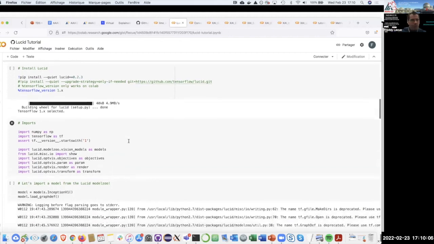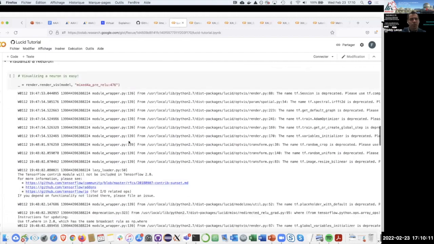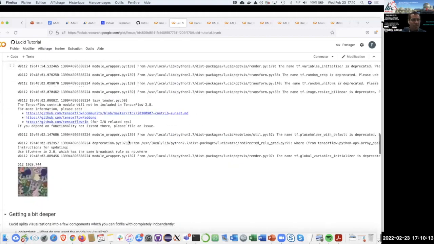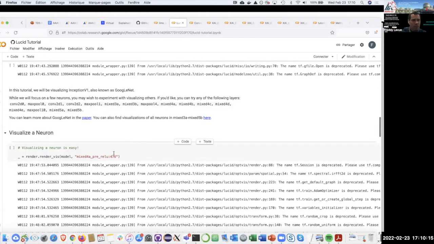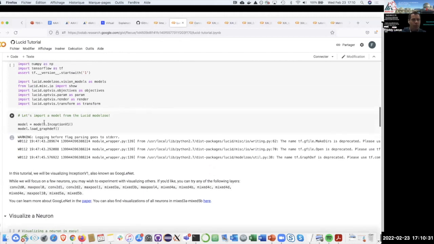So thank you, Paul, for the question. So yeah, on Lucid, it's visualization of neuron. Here we use the mixed4a. It's the one before you do the real nonlinear activation. It's layer number 4, and the model it uses is Inception V1. You can try many other models over here.